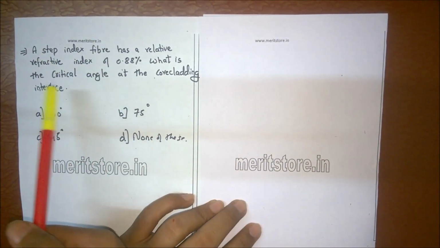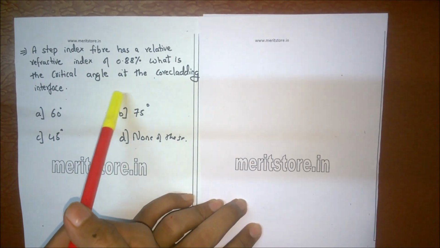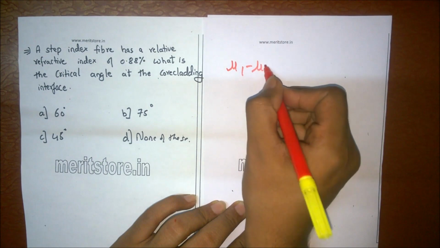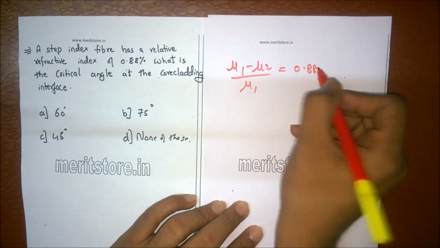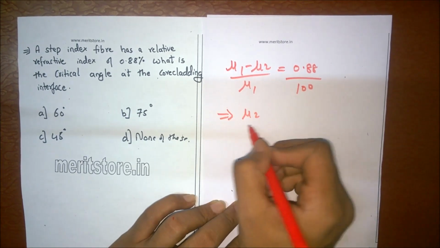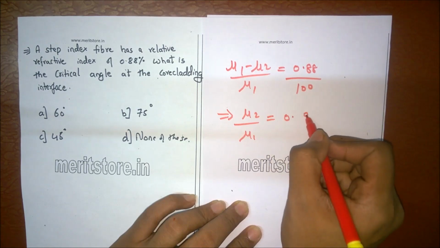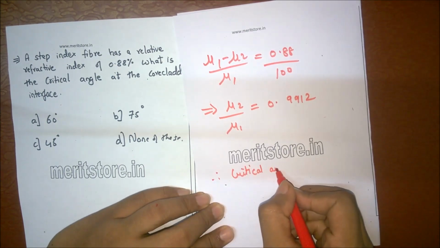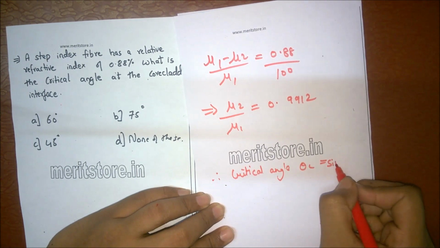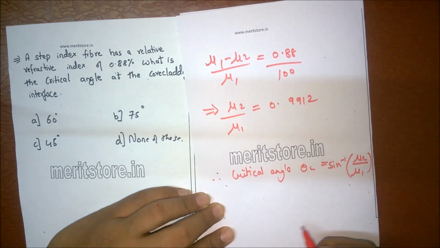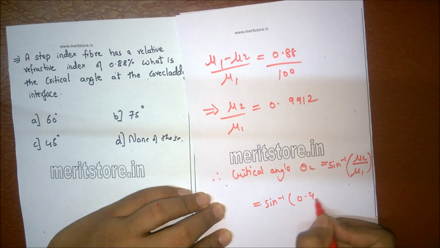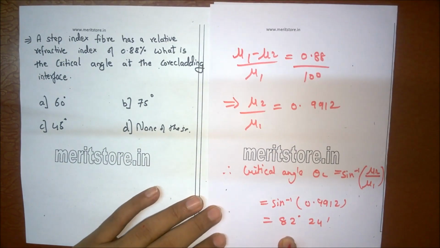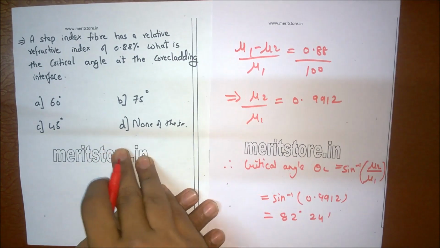A step index fiber has a relative refractive index of 0.88%. What is the critical angle at the core cladding interface? Now here, relative refractive index is given. Therefore, mu1 minus mu2 upon mu1 is equal to 0.88 upon 100, which implies mu2 upon mu1 will be equal to 0.9912. Now, therefore, the critical angle theta c will be equal to sine inverse of mu2 upon mu1, which is equal to sine inverse of 0.9912, which is 82 degrees 24 minutes. Now, since this 82 degrees is not mentioned here and it is not even close to any of the values, therefore the answer is option D.